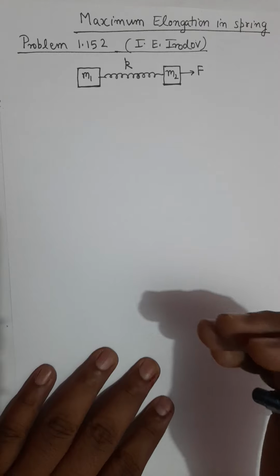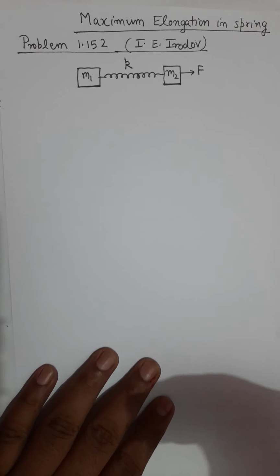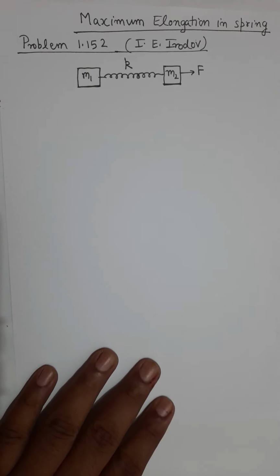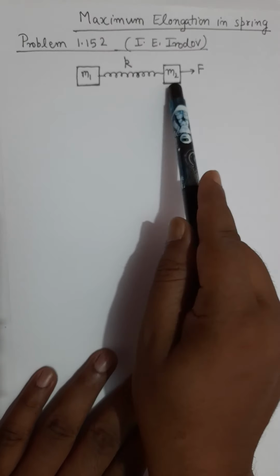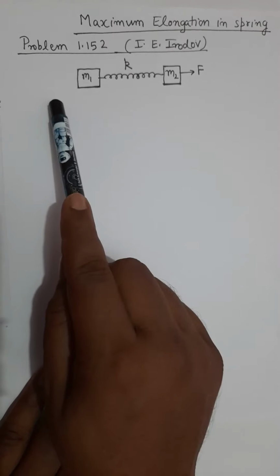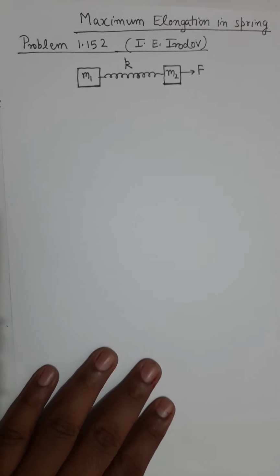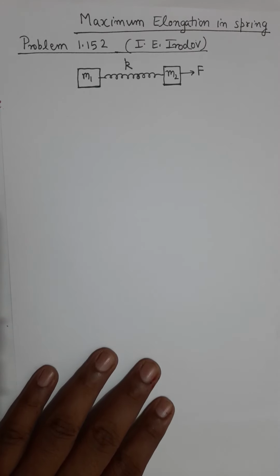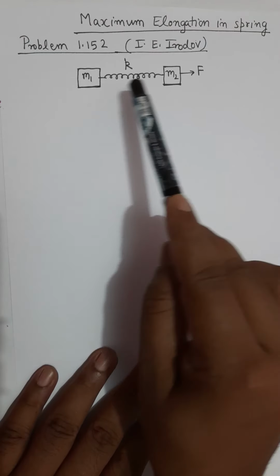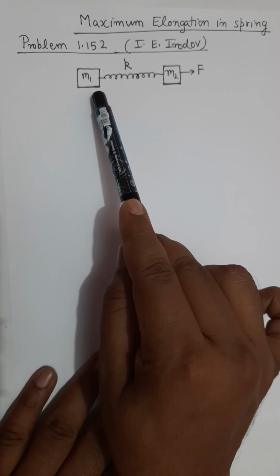and as a sample problem I have selected problem 1.152 from the famous book by I.E. Irodov. I have not written the complete text of this question. I have just copied the figure from the book, which says that you have two masses m1 and m2 on a frictionless horizontal surface. Initially both the masses are at rest.